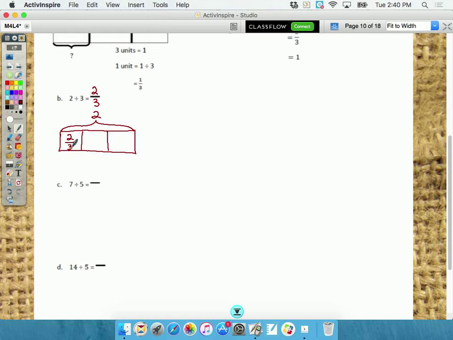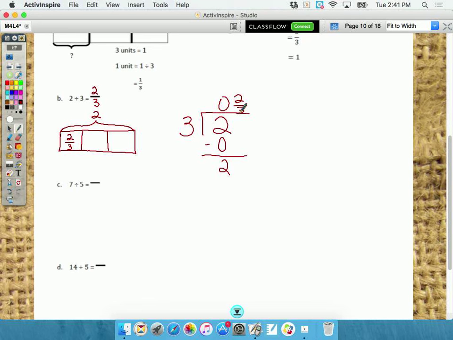Okay? How would I write that on the standard algorithm, Jules? 2 divided by 3. What number goes in the doghouse? 2. Good. Right. All right. How many times, Justin, does 3 go into 2? Good. So my answer is 2/3, okay?